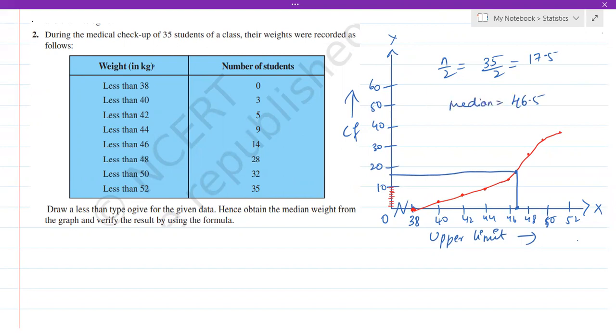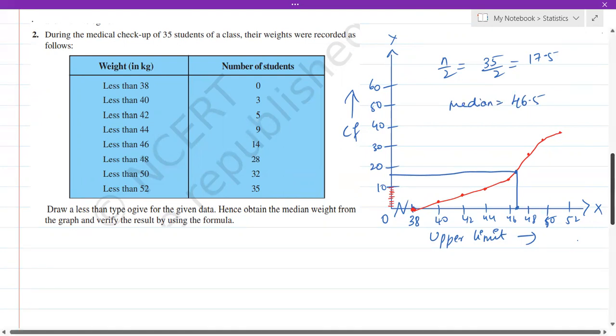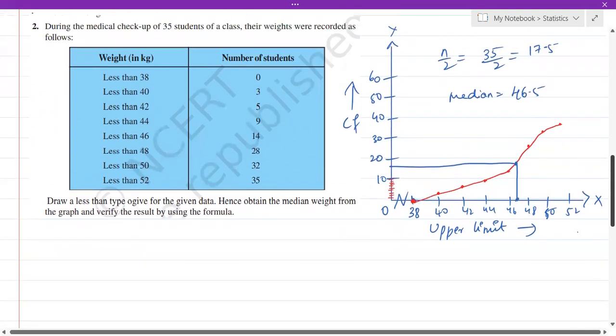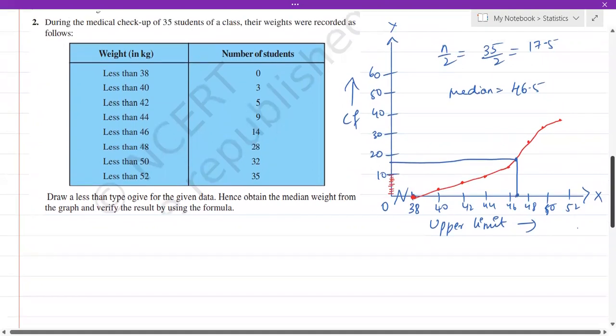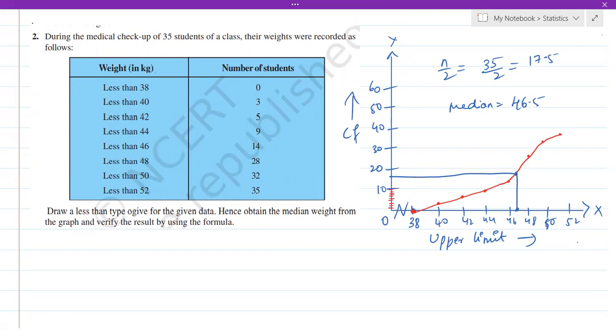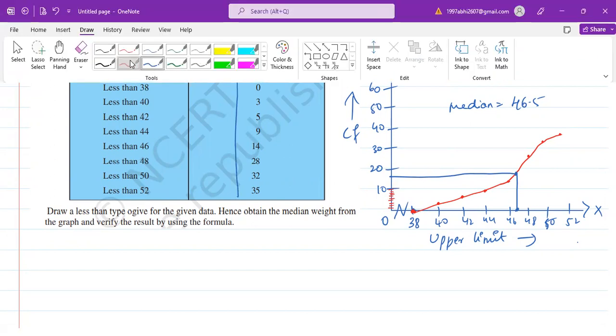Remember, in the verification, we have to get somewhere between 46 and 48. If we get somewhere between 46 and 48, whatever we have plotted in the graph is correct. Let's do it by the formula method. For the formula method, remember, you cannot solve directly because you don't know the value of f. So let me calculate the value of f here itself.